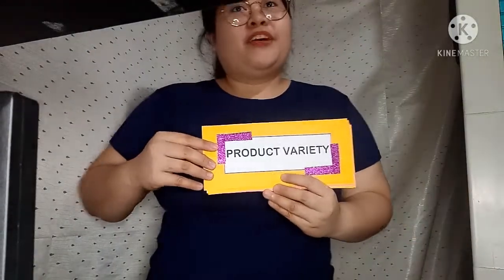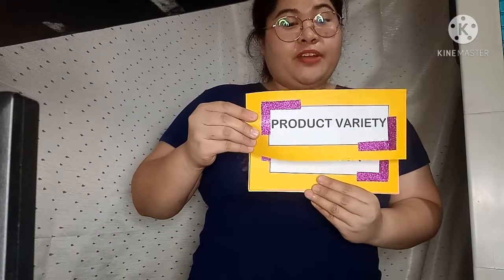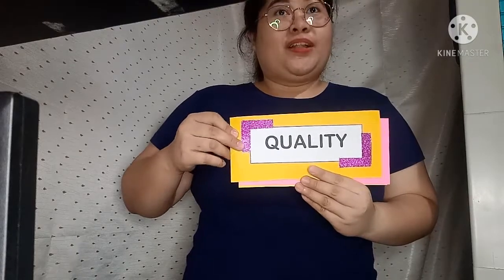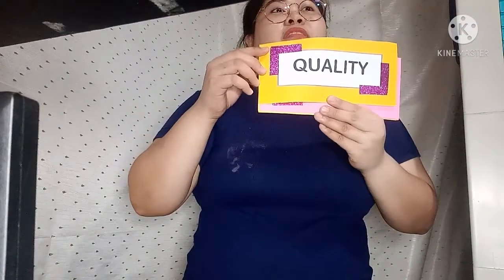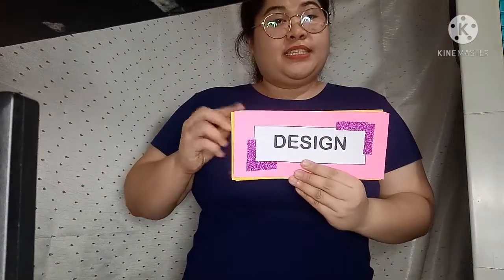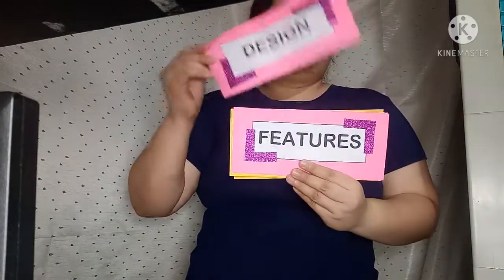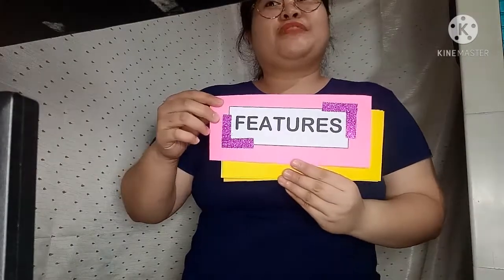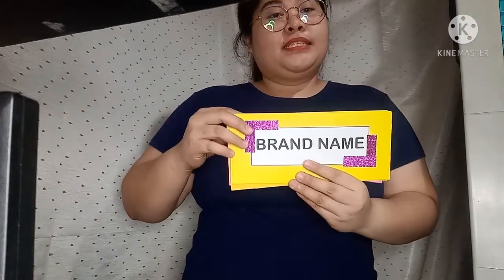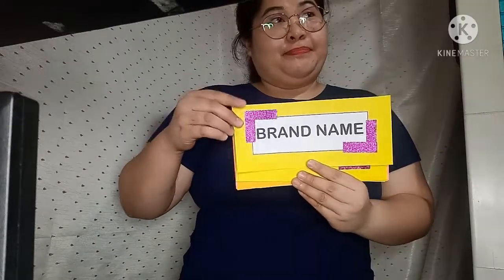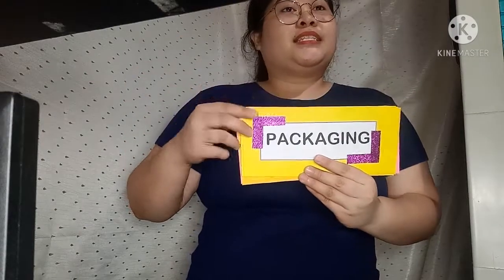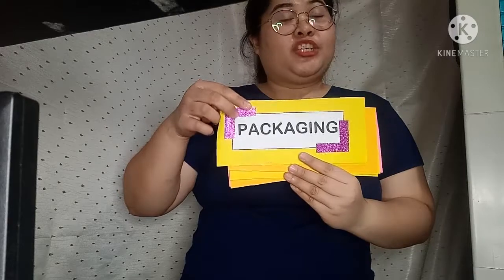Okay, so next, what are the compositions of a product? So I will be showing you, presenting you in flashcards the composition of product. So here are the composition of a product. So first is product variety. Product variety. Next is quality. Anyone, can you see it here? Okay, good. Next is design. Next is features. Next is brand name. Next is packaging. So a product has a packaging.